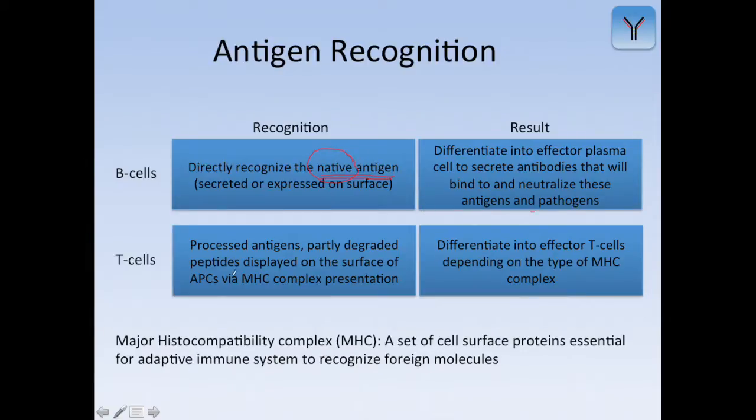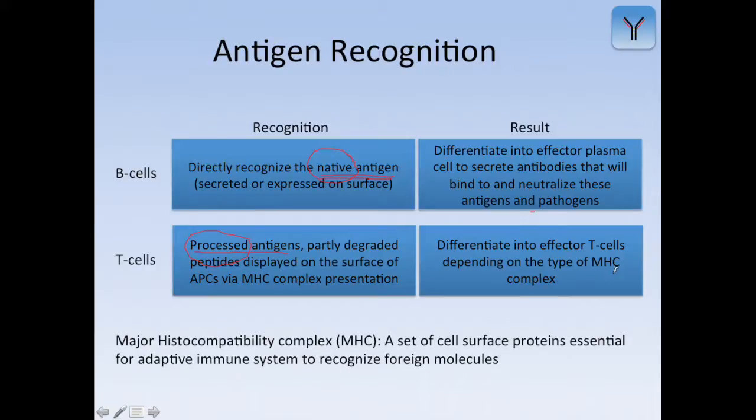For the T cell, however, there's a slight difference. It recognizes processed antigens, not native antigens. It recognizes processed antigens, which are partly degraded peptides displayed on the surface of antigen-presenting cells via MHC complex presentation. This is the major histocompatibility complex. It's right below here; we'll talk about that later. But essentially, the T cells only recognize processed, degraded peptides, and the T cells then differentiate into effector T cells depending on the type of MHC complex.